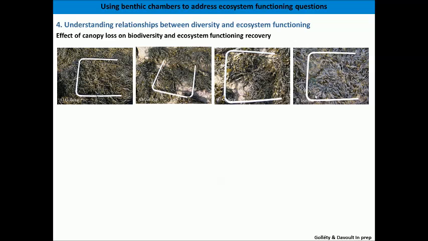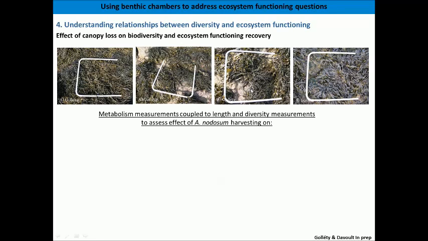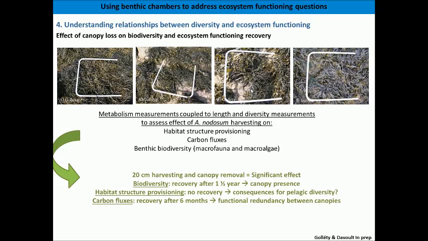I won't go into more detail on the study, but basically we coupled the metabolism measurements to the length of Ascophyllum and diversity measurements to test the effect of harvesting Ascophyllum on the habitat structure provisioning, the carbon fluxes, and the benthic biodiversity, looking at macrofauna and macroalgae. The results, briefly, were that the 20 centimeter harvesting and the canopy removal had very similar and significant effects on all three types of parameters.